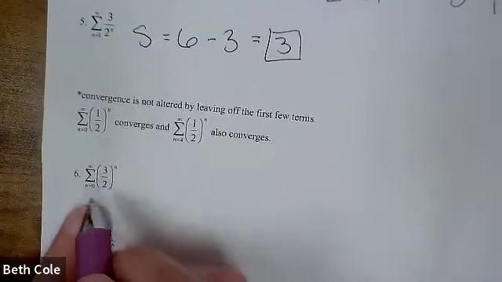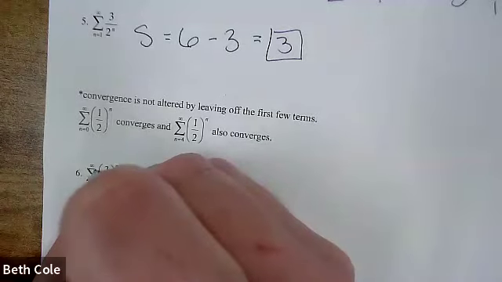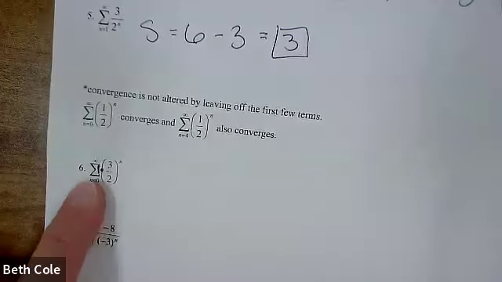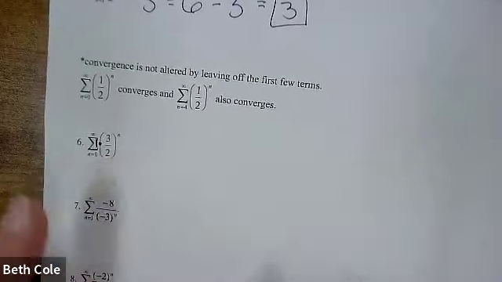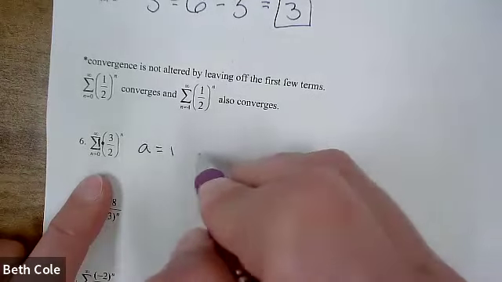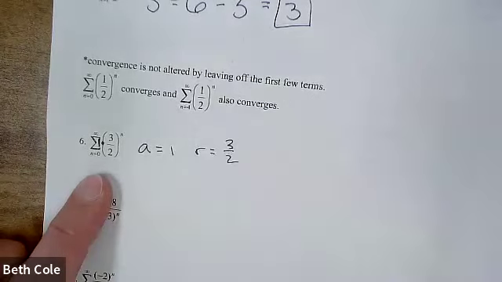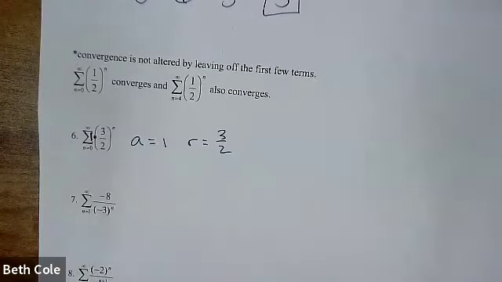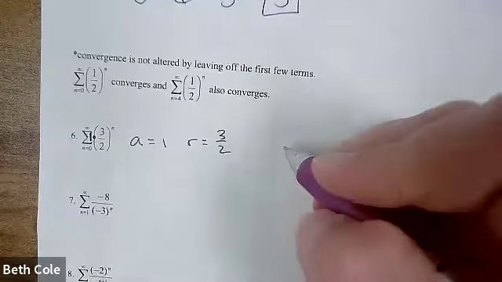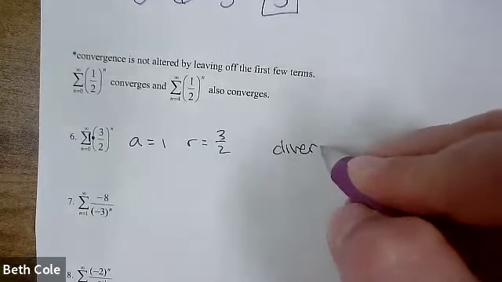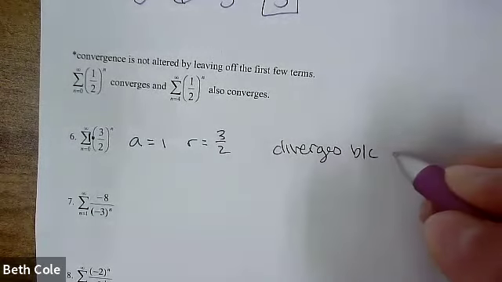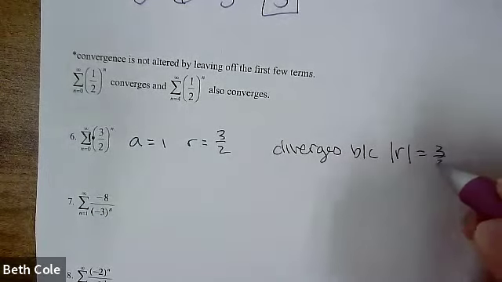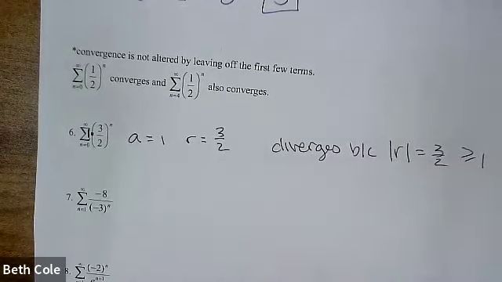All right, so let's try a few more. For this one, you can put a 1 in there if you want. It's 1 times 3/2 to the n. So A is 1 and R is 3/2. So what do you think? Converges or diverges? Diverges, because that's correct. Diverges because the absolute value of R is 3/2, which is greater than or equal to 1. The equal to goes with the greater than or equal to.